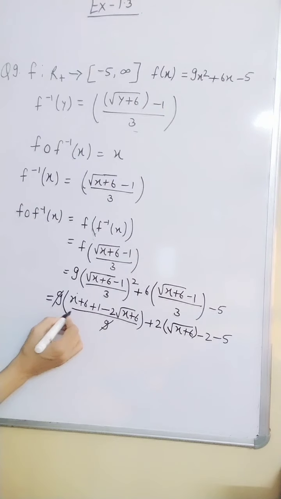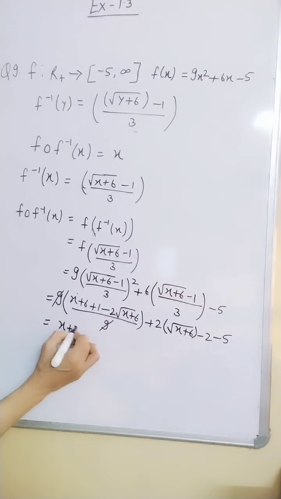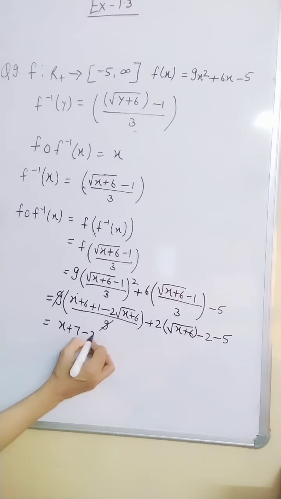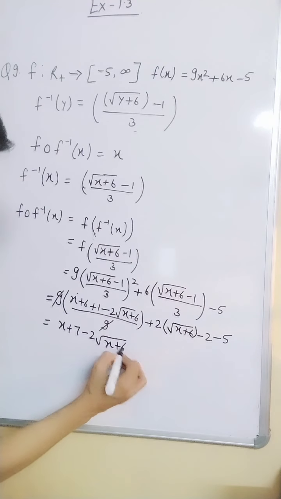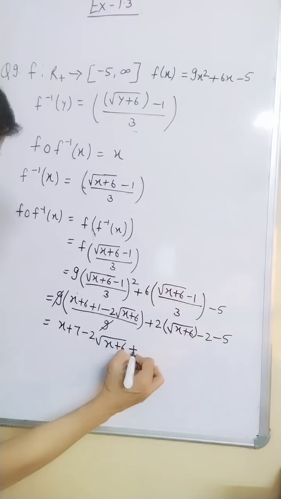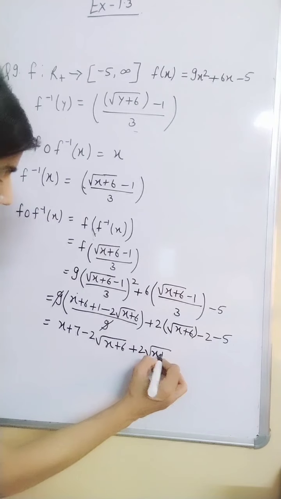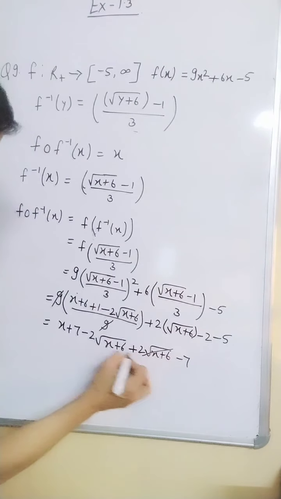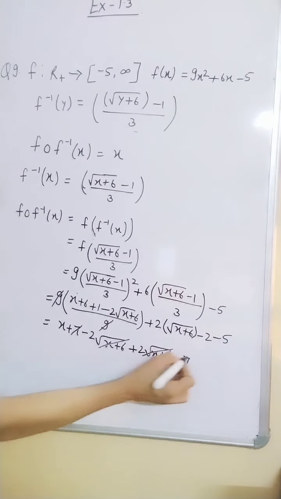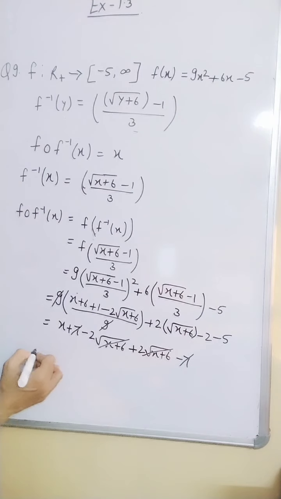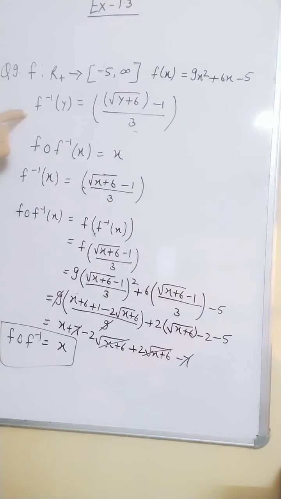Now see, when we solve it, x plus 7 from here, minus 2 root x plus 6, plus 2 root x plus 6, minus 7. So this term is cancelled, this 7 is cancelled with this 7, and what we are getting here is x. So f o f inverse is equal to x. So this shows that this function is invertible. Clear? So I hope this is clear to you all.